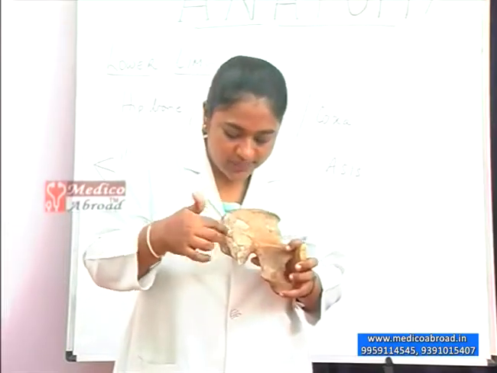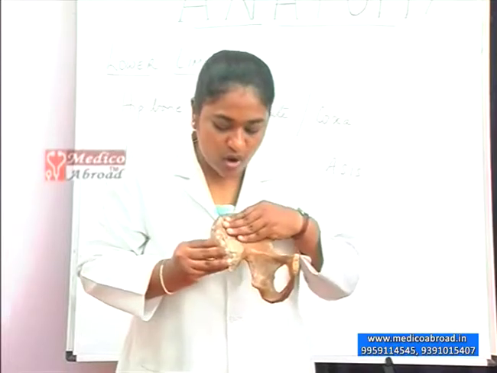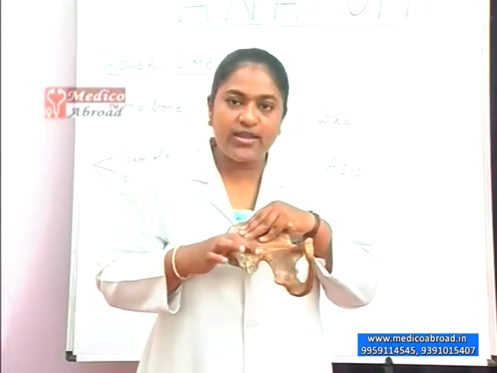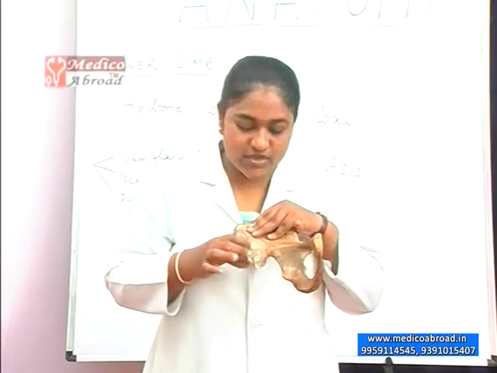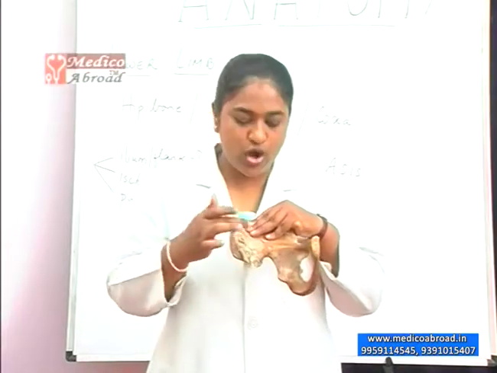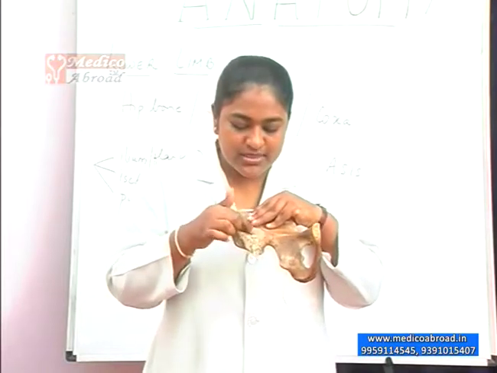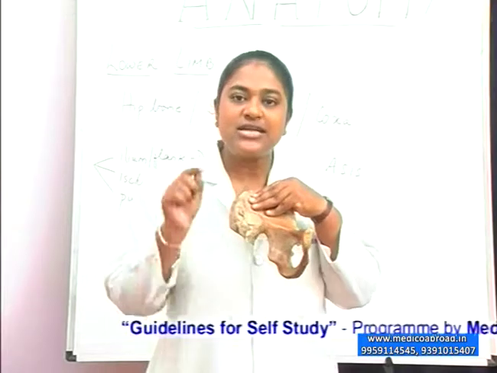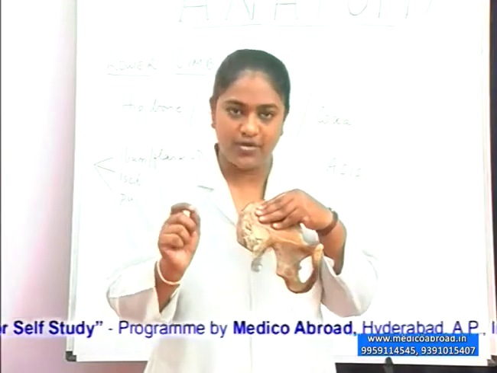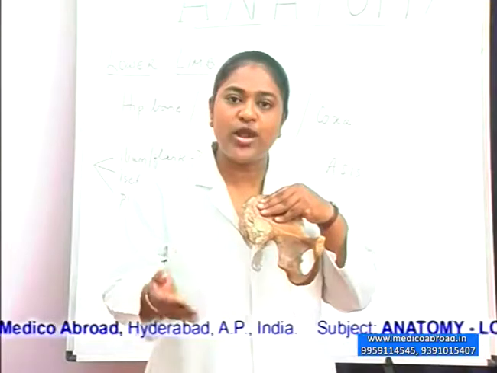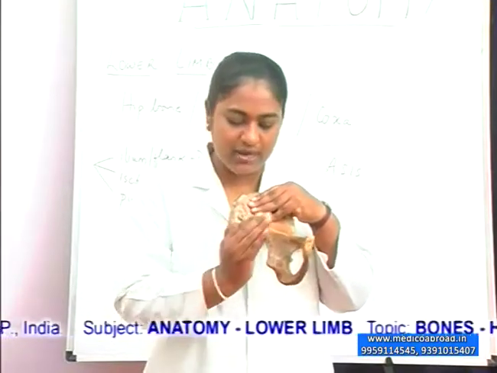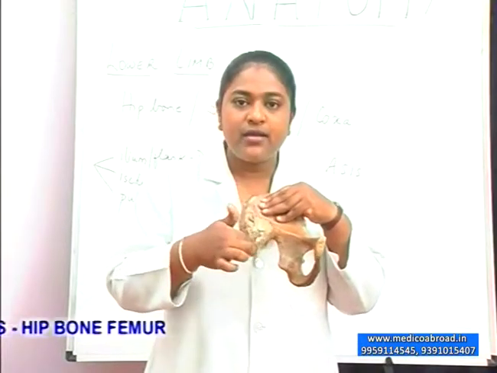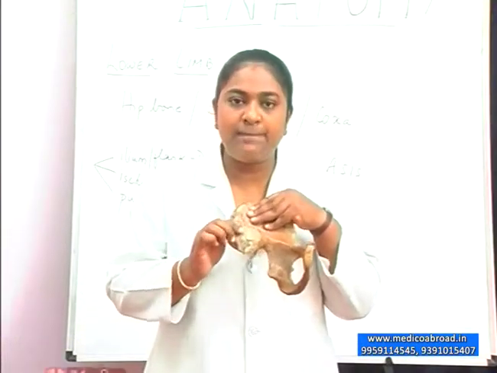Now as you can see, on the iliac side of the hip bone, you have this area which is called the auricular area or the auricular region, which is shaped like an ear. That's why it's called auricular. This is where the sacrum articulates. This is the area for the sacroiliac joint, the posterior joint of the pelvis or the pelvic girdle.